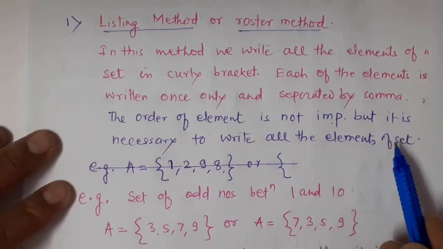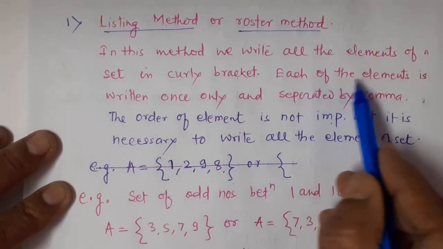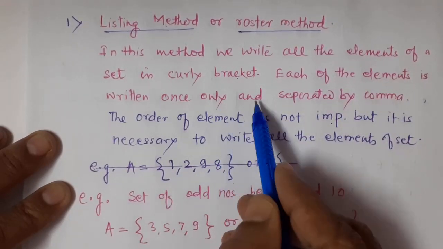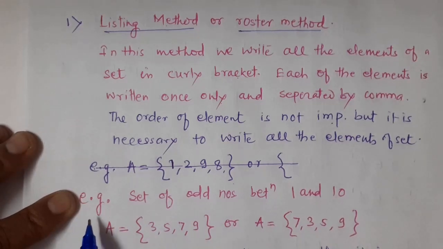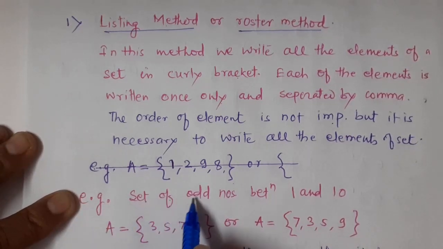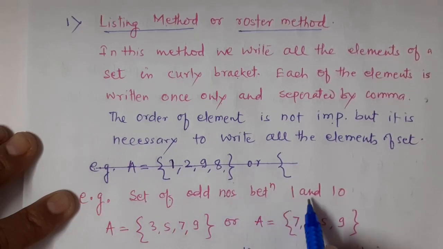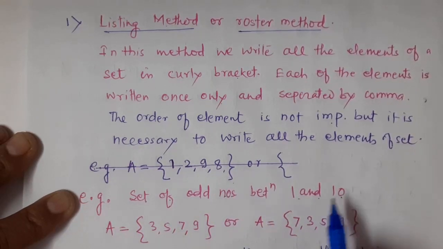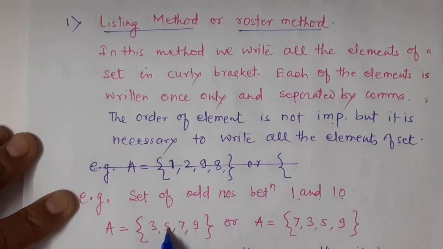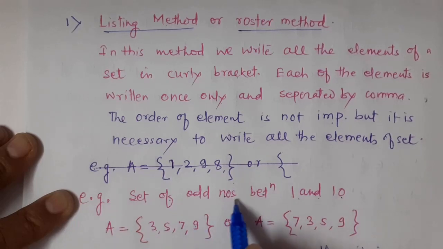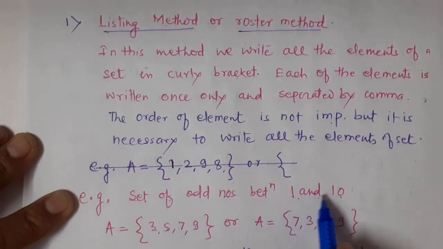We will see that. First of all, we have seen that each element is written once only and separated by a comma. So this is the example. Here I have taken the set of odd numbers between 1 and 10. You know what the odd numbers between 1 and 10 are? No doubt they are 3, 5, 7, 9. And what is the name? Suppose I am giving the name A to this set. A is representing the set of all odd numbers between 1 and 10.